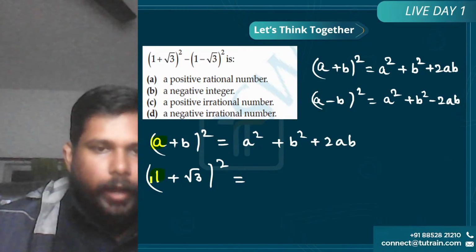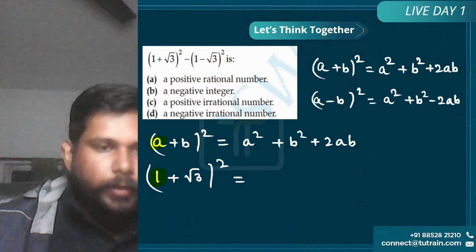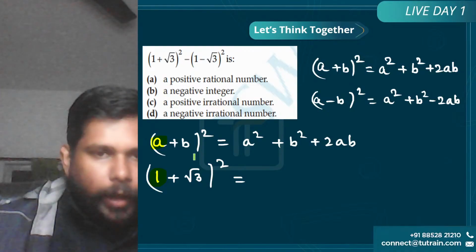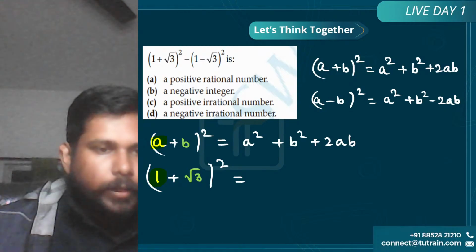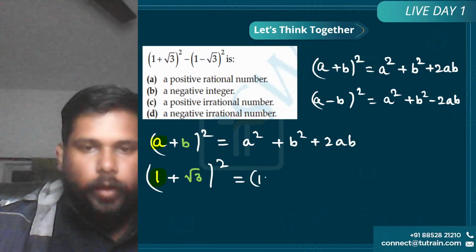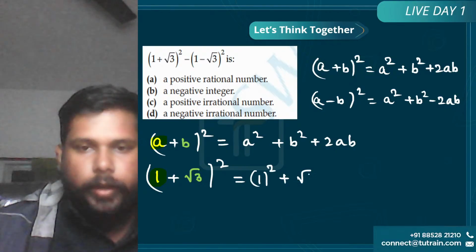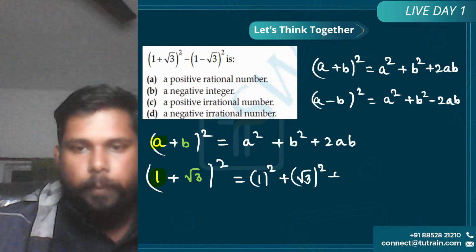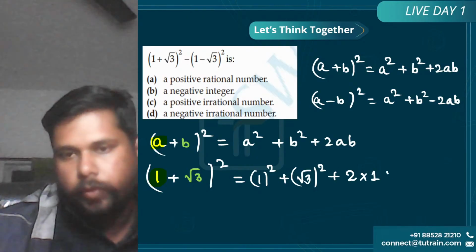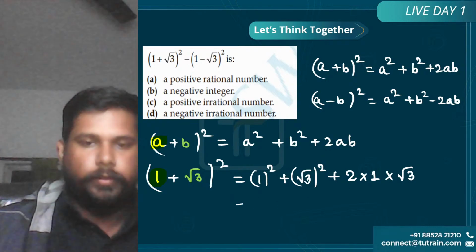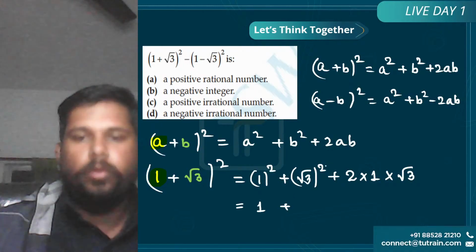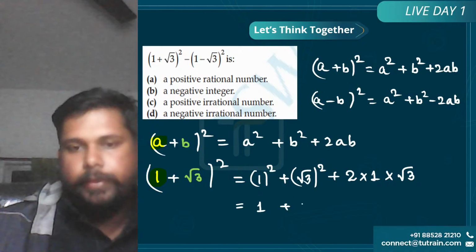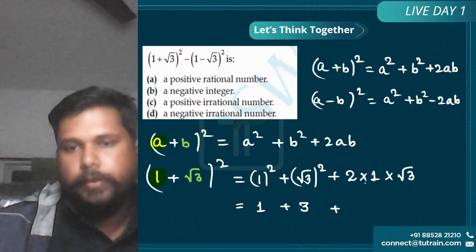In place of a we have 1, and in place of b we have square root 3, right? So if we expand it, what should we write? We should write 1 square plus square root 3 whole square plus 2 into 1 into square root 3, right? Yes, so 1 square is 1 and square root 3 whole square, the root and the power get cancelled out, so it will be 3 plus 2 root 3.